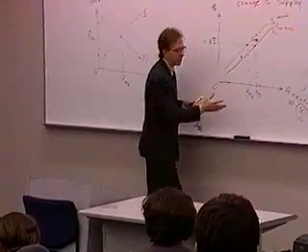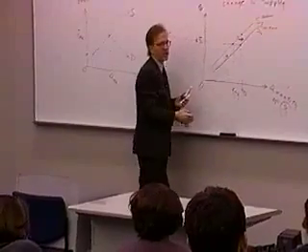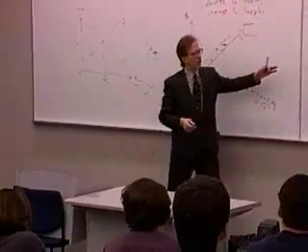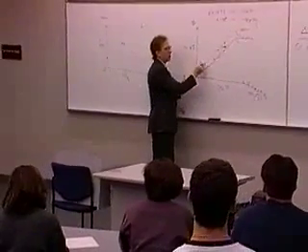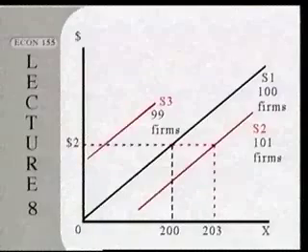So get into that habit of looking at what's happening on the quantity axis. If there's a larger number of suppliers, the supply curve shifts to the right. Let's say there's a smaller number of suppliers. Then the supply curve would shift to the left. Here's a supply curve with 99 firms.